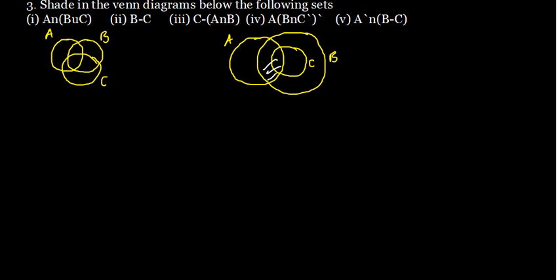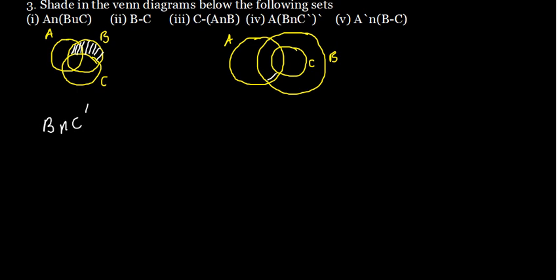Alright, let's consider B minus C. Now B minus C, we know it also means B intersection C complement. So we want what is in B but outside C. That's the meaning. B intersection C complement. Should be in B but not in C. So it is this region.